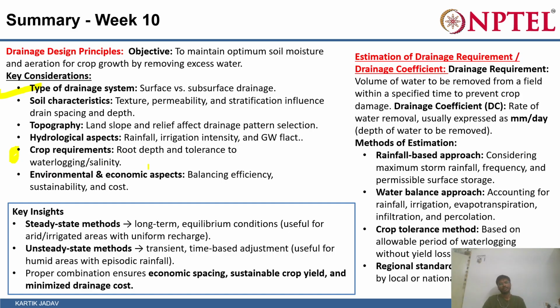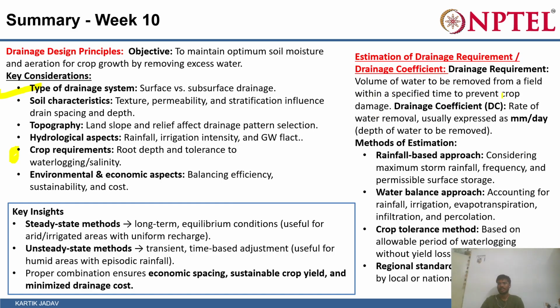Then environmental and economic aspects are obviously a major factor and crucial to understand. The key insight from this is that there are various kinds of steady and unsteady state conditions, which require proper spacing, sustainable crop yield, and minimized drainage costs. By understanding these aspects of drainage design and its requirements, we need to understand drainage coefficients.